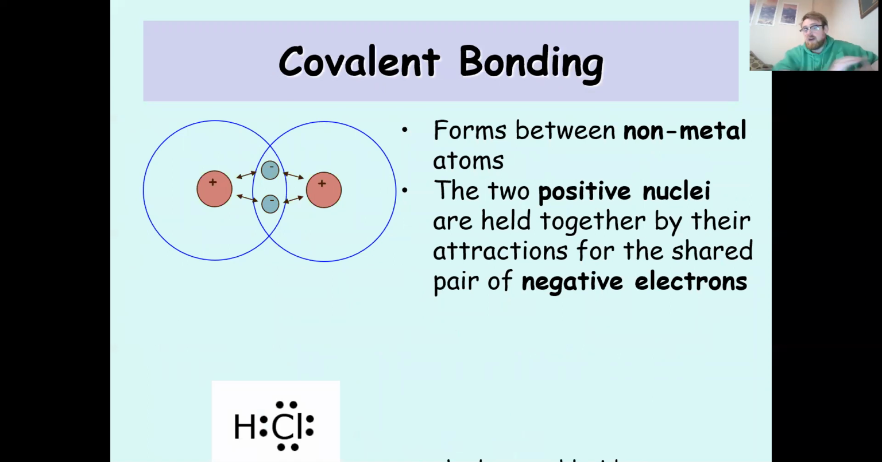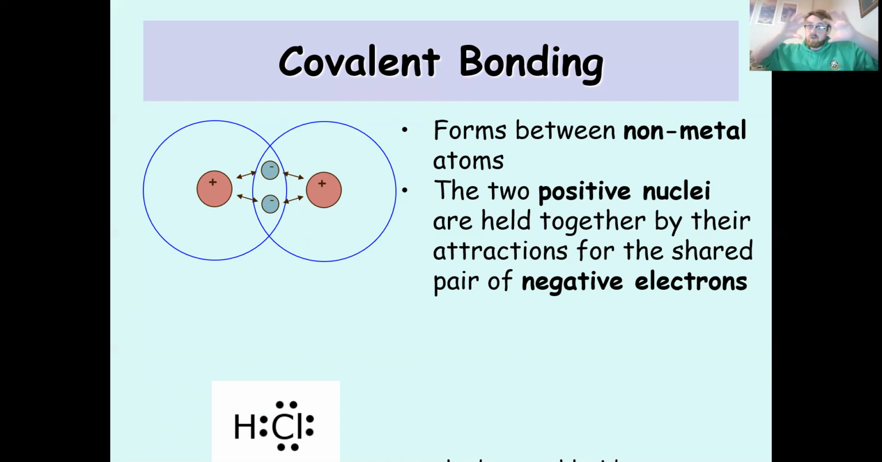On to bonding. Okay, so that was the atomic structure part. This is the bonding part. Remember that covalent bonding occurs between non-metal atoms. Only non-metals do covalent bonding. And these are held together because the two positive nuclei of each atom are both attracted to those negative electrons stuck in that covalent bond.